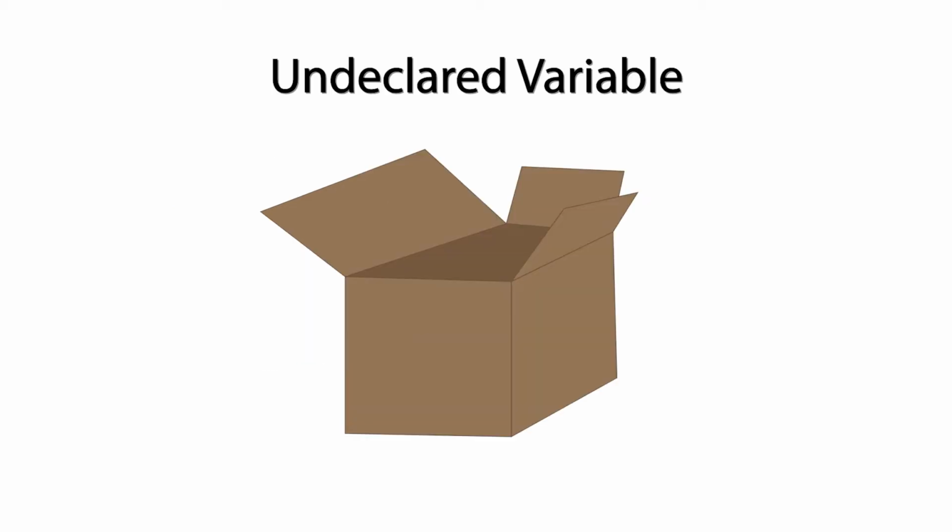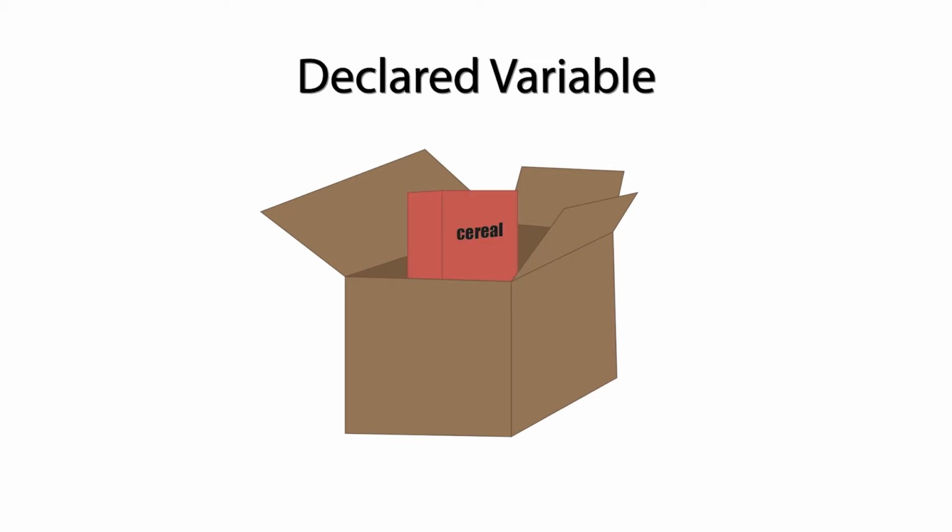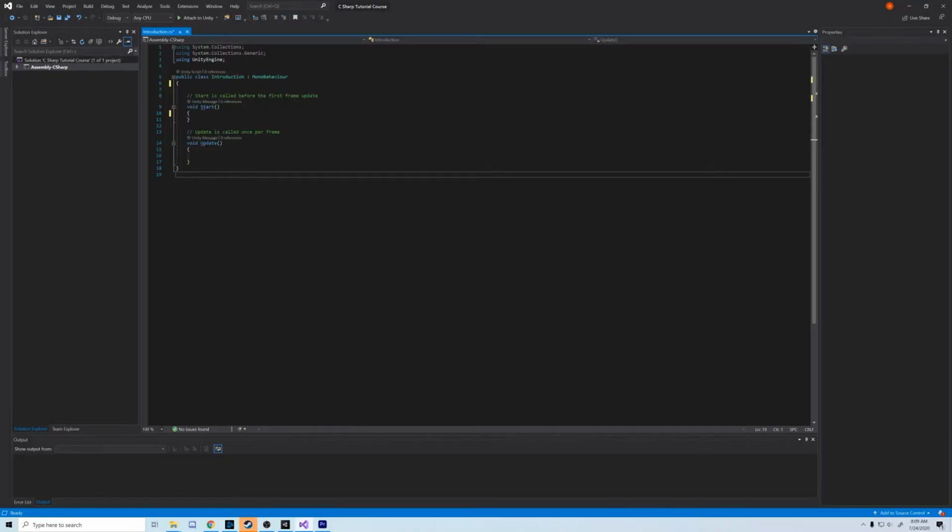Now I no longer have a box. I have cereal. So to put it in clearer terms, the empty box is like an undeclared variable. It has no value, but as soon as I put cereal in the box, it's still a box, but it's also cereal. A variable is a placeholder for a value. Variables can hold dynamic values, meaning their value can change, and that's why they're extremely useful for programming.